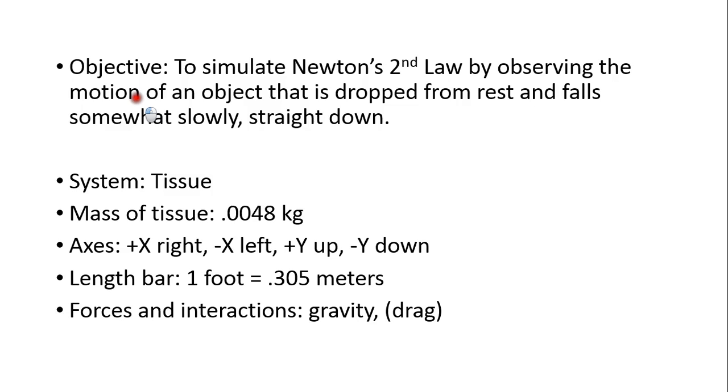The system included solely the tissue, and this tissue had a mass of 4.8 grams or 0.0048 kilograms. I've labeled my positive x-axis to the right, my negative x-axis to the left, my positive y-axis up, and my negative y-axis down. I've also included a length bar of 1 foot, or equivalently 0.305 meters. The forces and interactions at play here are gravity and, later as we'll see, drag.